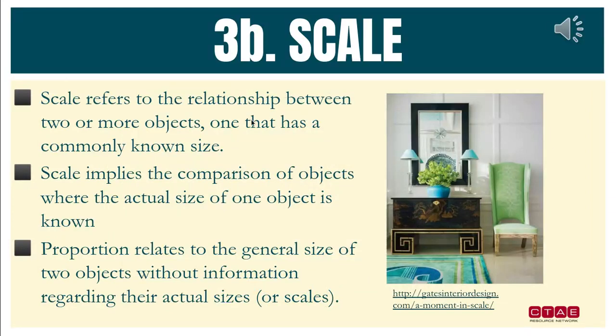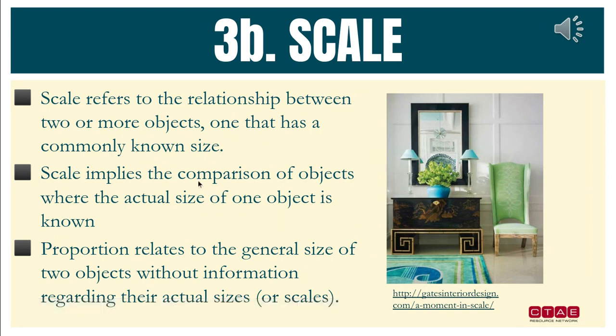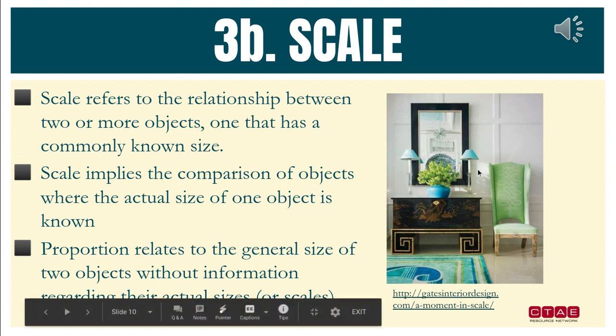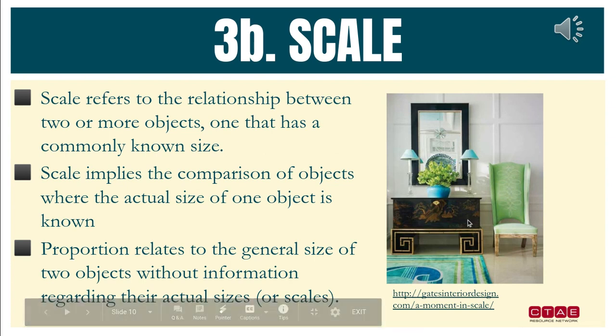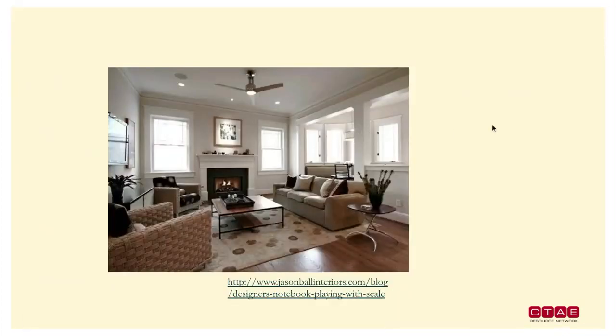Scale is very similar to proportion. Scale is talking about the relationship between two or more objects, one that has a common size, such as a chair. We pretty much know what size chairs are, no matter what chair they are. Scale implies comparing the objects of this one known size, such as the chair, compared to the lamp and the mirror and the desk and the bench. Does it go together? If so, it's got good proportion and good scale. Here's another example. Everything looks like it goes together in this room.